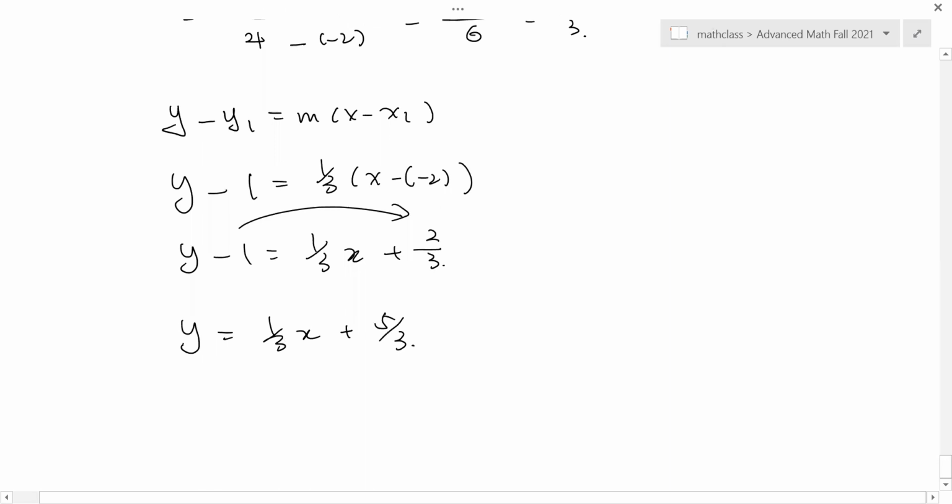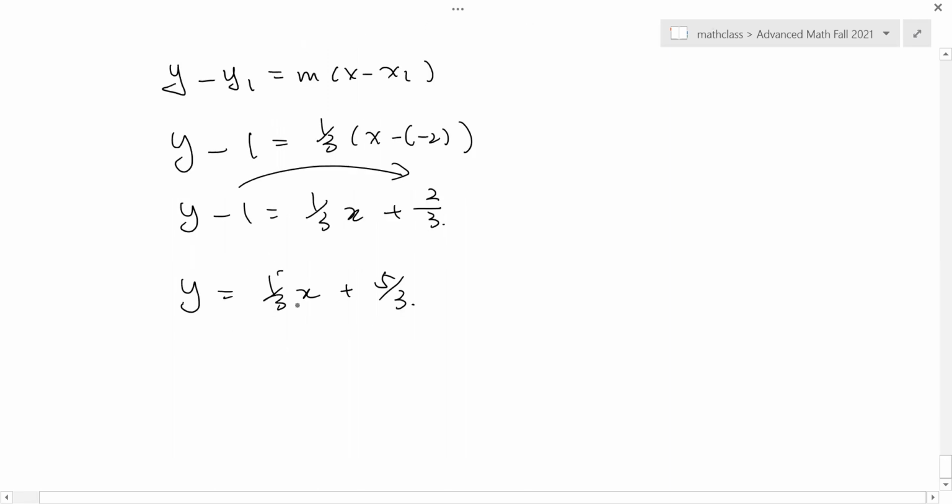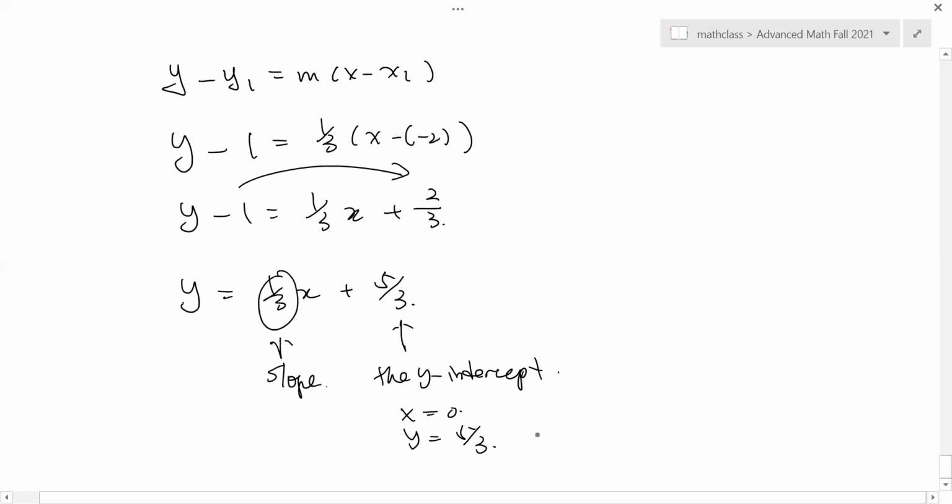So this is called the slope-intercept form. This is the slope, and this is actually the y-intercept. Why is it the y-intercept? Because when x equals 0, y is going to be 5/3. So the point (0, 5/3) is on the y-axis, and that's called the y-intercept.